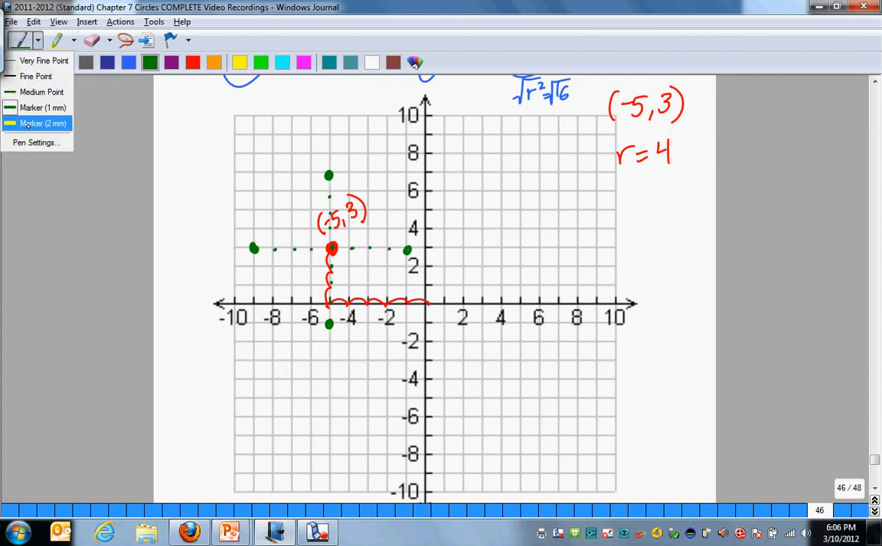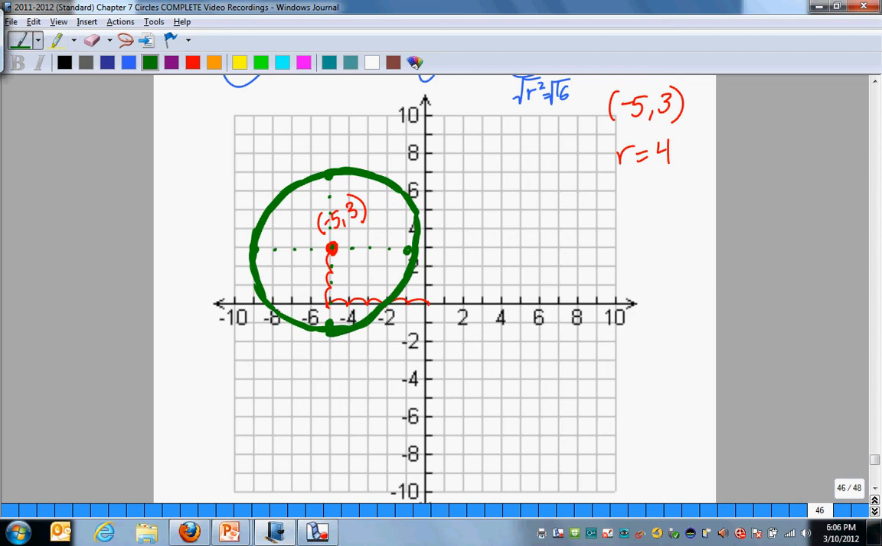Now we're going to create a circle. So sketch from those 4 points, sketch yourself a circle. If your circle comes out slightly lopsided, don't worry. As long as it's very obvious that the radius is 4 here and that you're centered properly, you'll be fine, even if your artistic expression is not perfect. That's how you graph a circle.